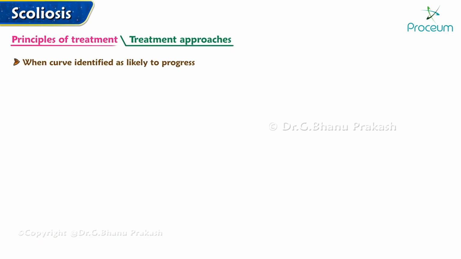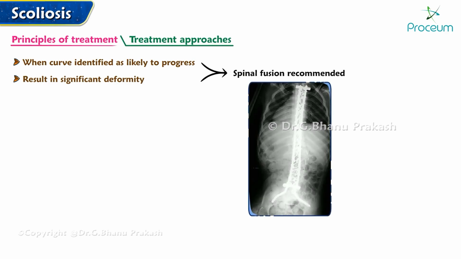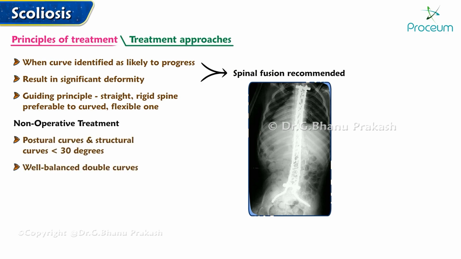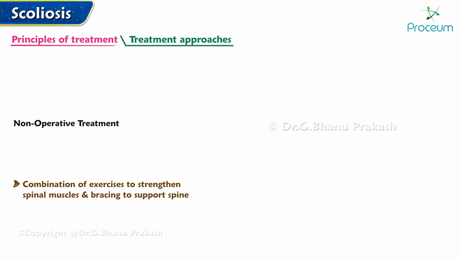When a curve is identified as likely to progress and result in significant deformity, spinal fusion may be recommended. The guiding principle is that a straight, rigid spine is preferable to a curved, flexible one. First, non-operative treatment. Postural curves and structural curves less than 30 degrees, as well as well-balanced double curves, can often be managed non-surgically. This typically involves a combination of exercises to strengthen the spinal muscles and bracing to support the spine. Bracing options include the following.